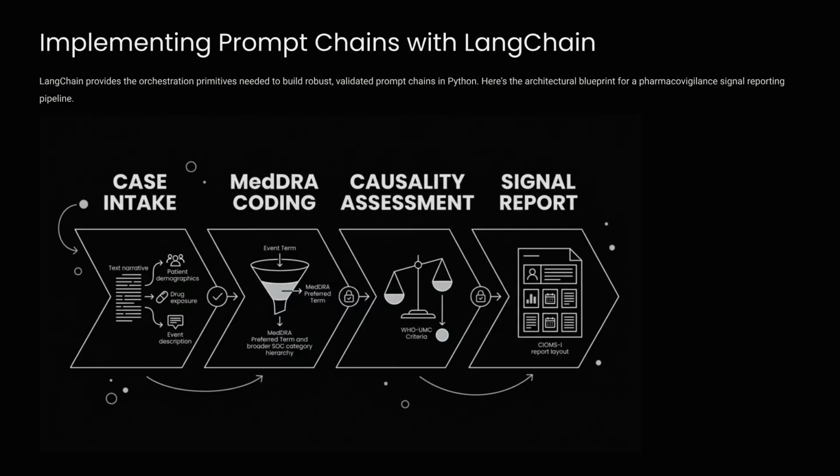LangChain provides the orchestration primitives needed to build these robust prompt chains in Python. This includes architectural blueprints for complex pipelines, such as those used for pharmacovigilance signal reporting.